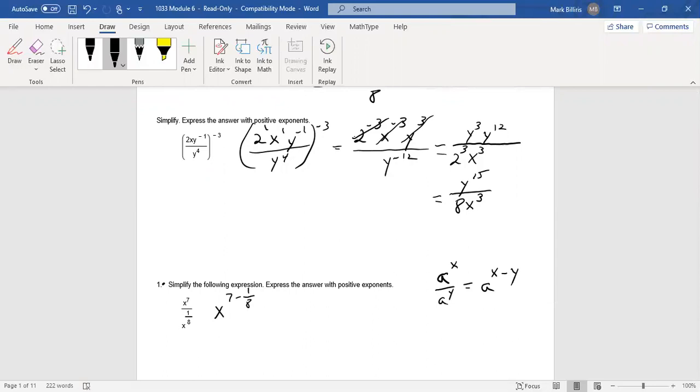Now we have to get a common denominator. So what we have is 7 over 1 minus 1/8. The common denominator is 8. So we need to multiply numerator and denominator of the 7 by 8. So 7 times 8 is 56, over 1 times 8 is 8. And now we subtract. 56 minus 1 is 55. So our answer would be x raised to the 55 over 8.